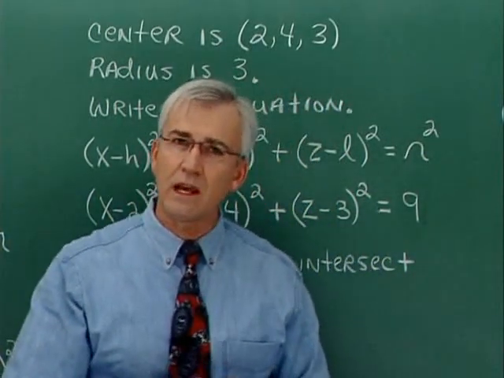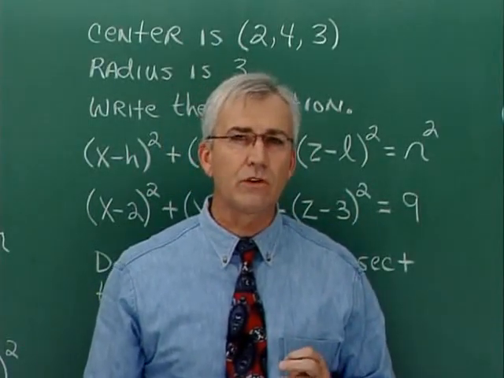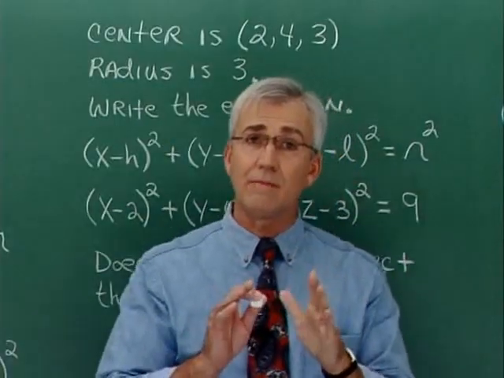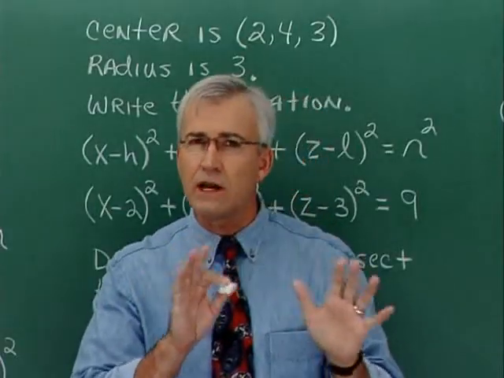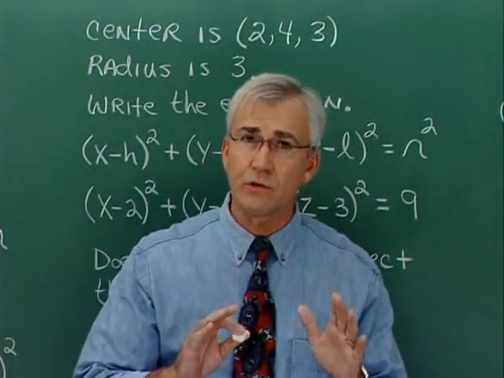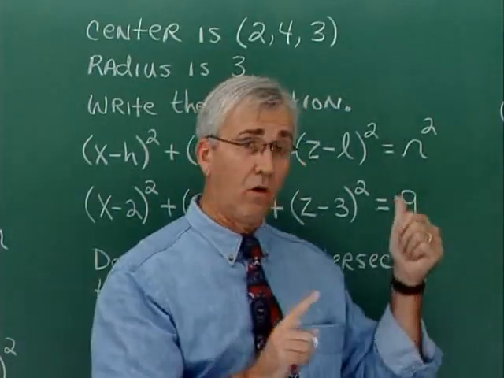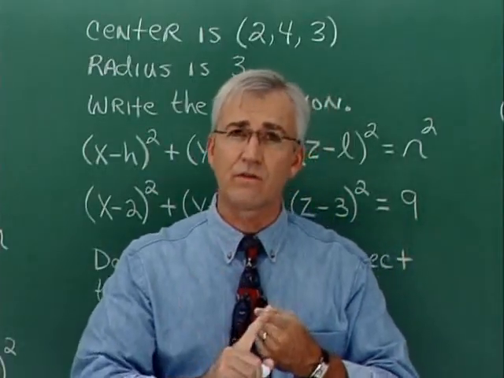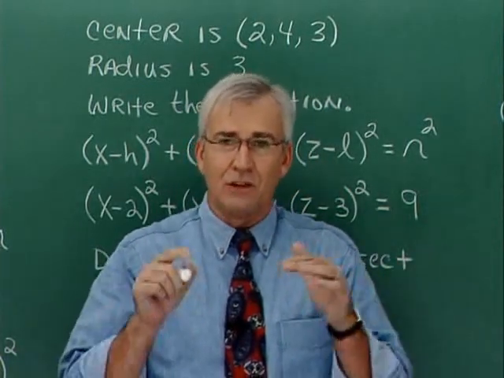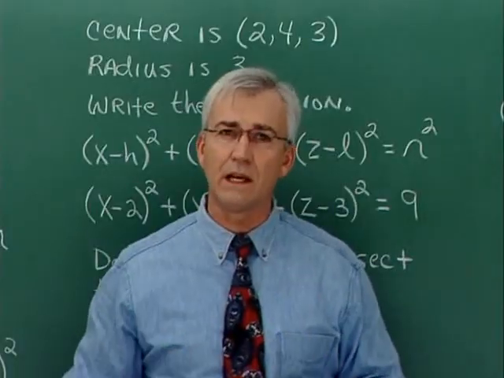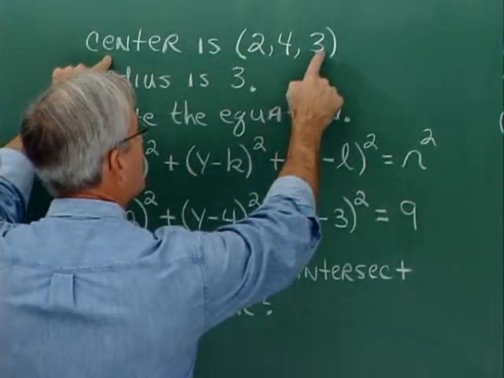Now, we have to think about its location, and if it intersects the xy plane, how can we determine that? Well, we might do that by thinking about the position of the center of the sphere, and where that center is located in relationship to the xy plane. Now remember, the x component of the ordered triplet can be thought of as the distance from the yz plane, the y component, the distance from the xz plane, and the z component, the distance from the xy plane. That's the way we want to think about it here. So in this description of the center, we have a z value of 3.